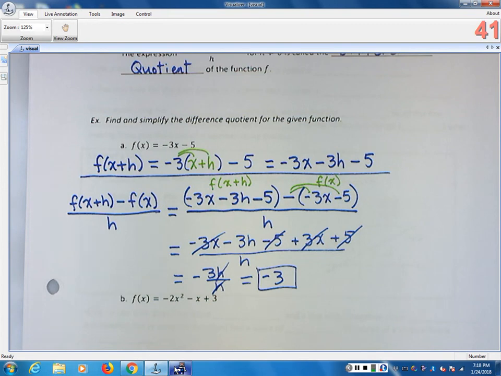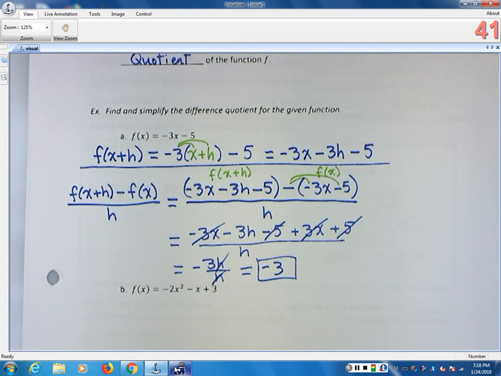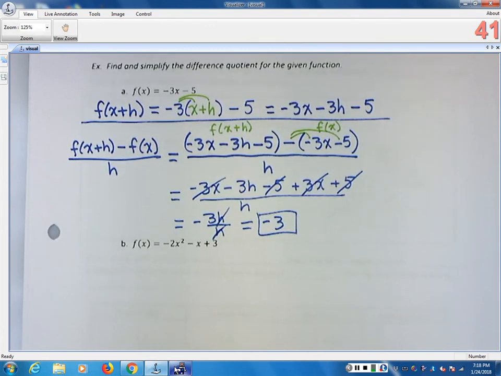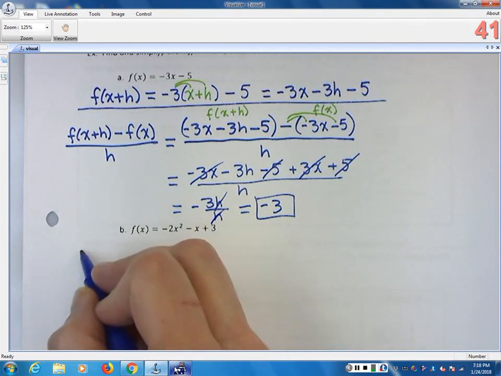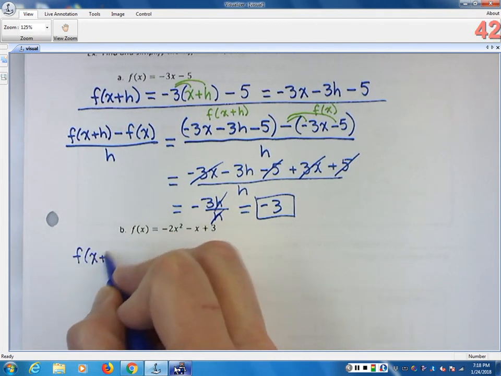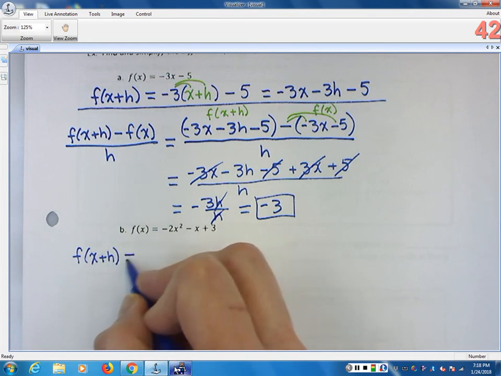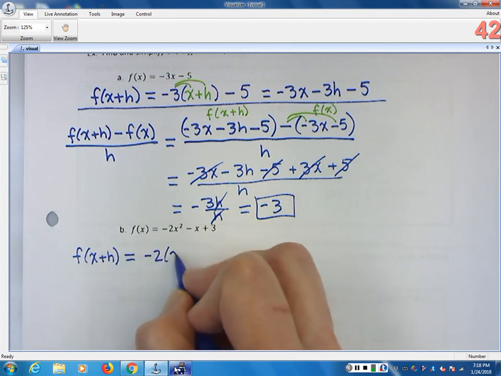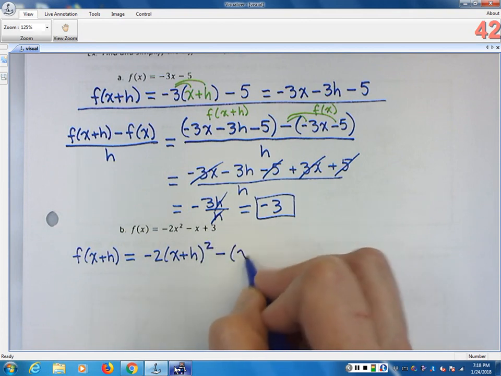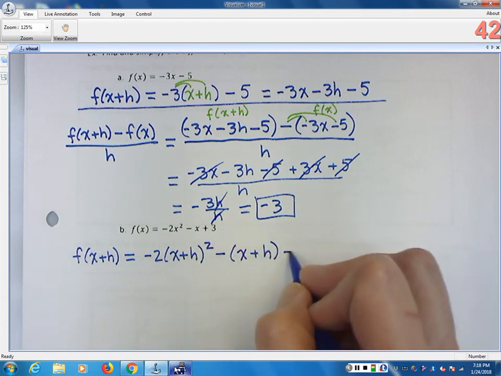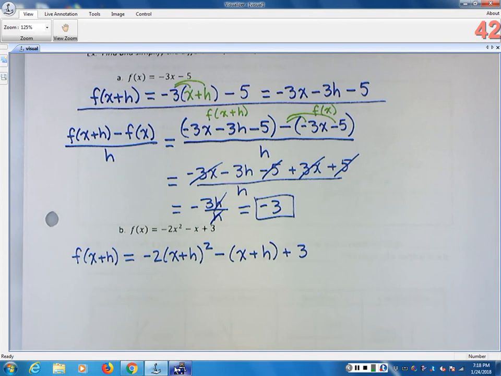Okay? So now we're going to do a little harder one. We have f of x, we need to find f of x plus h. F of x plus h equals minus 2 times (x plus h) squared minus (x plus h) plus 3. Everywhere we have an x, we're replacing it with x plus h.